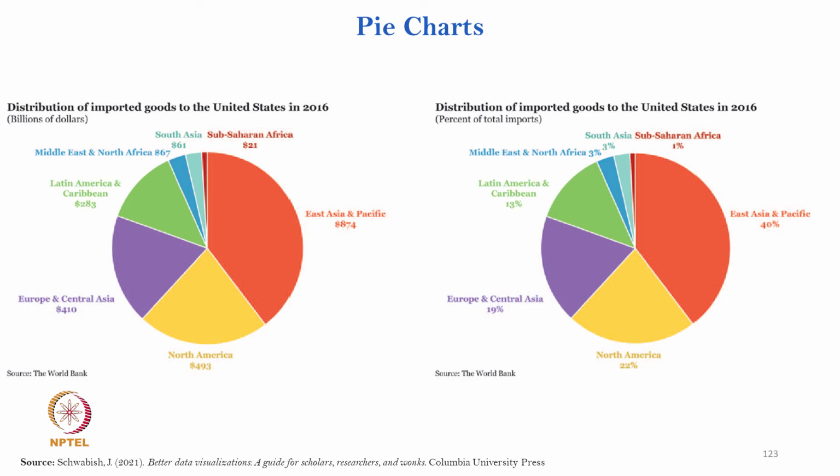diagrams. The pie chart is a simple chart that we can regularly use for creating visualizations. Again, here is an example showing a pie chart of the distribution of imported goods to the United States from seven areas around the world.